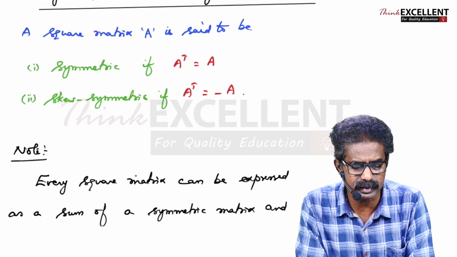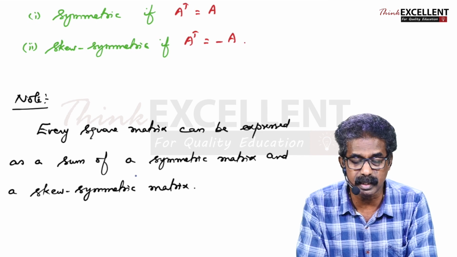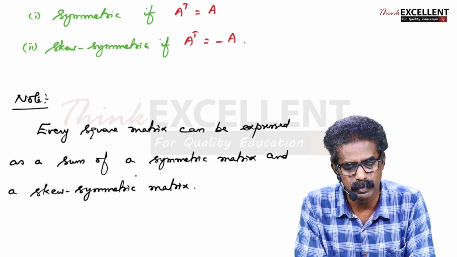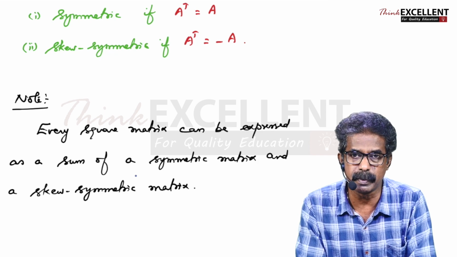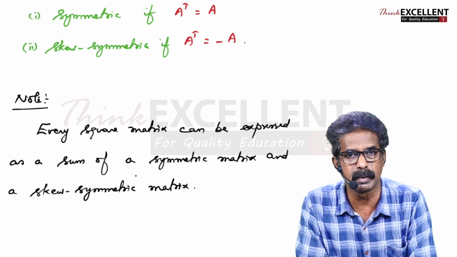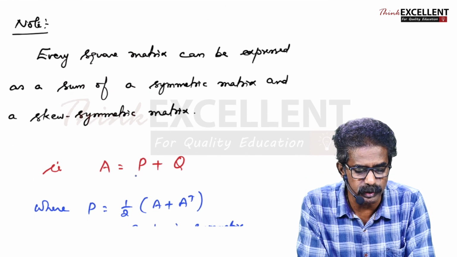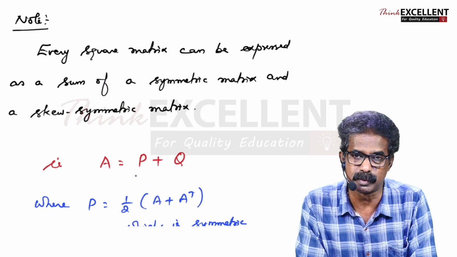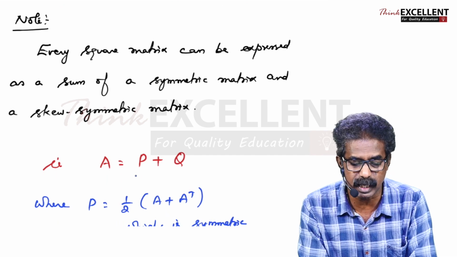Every square matrix can be expressed as a sum of a symmetric matrix and a skew symmetric matrix. Suppose A is a square matrix. A can be written as P plus Q, where P is half into A plus A transpose, and it is symmetric.